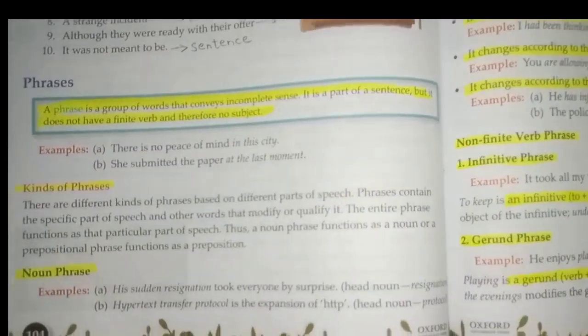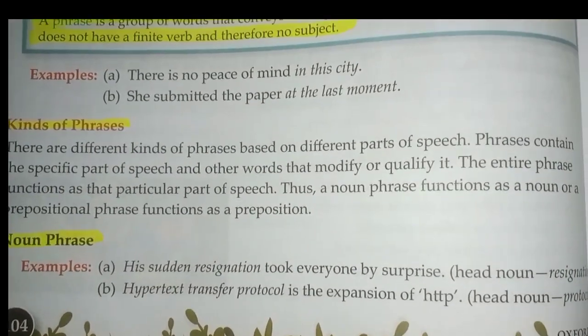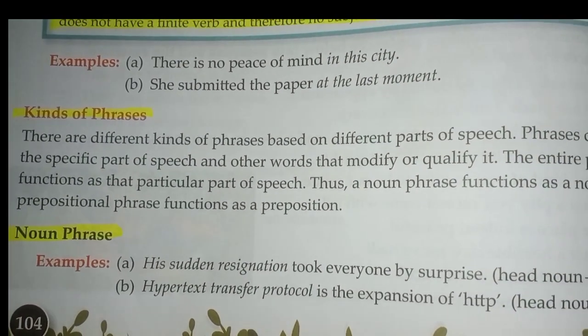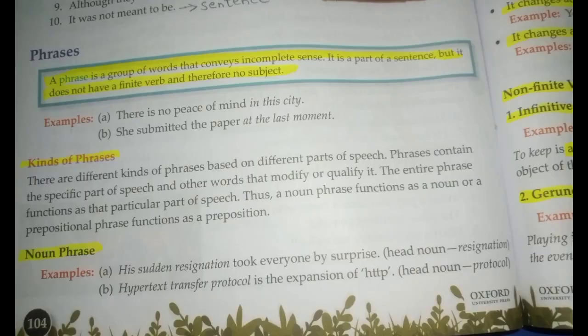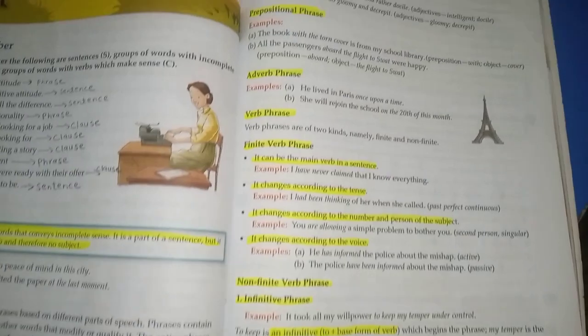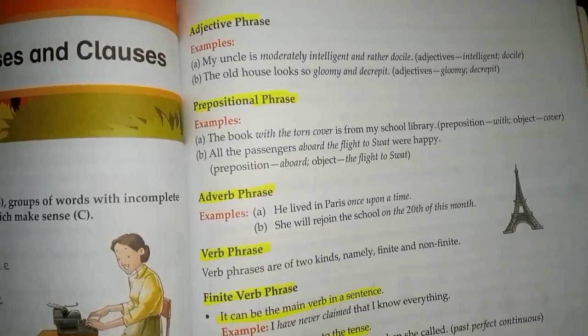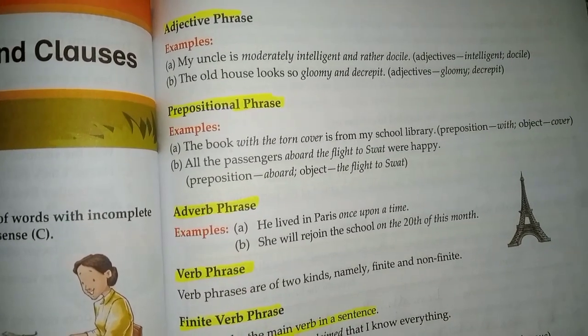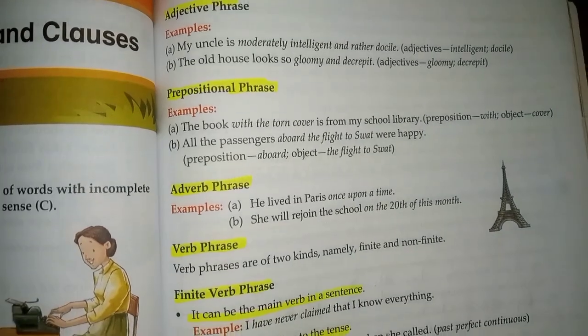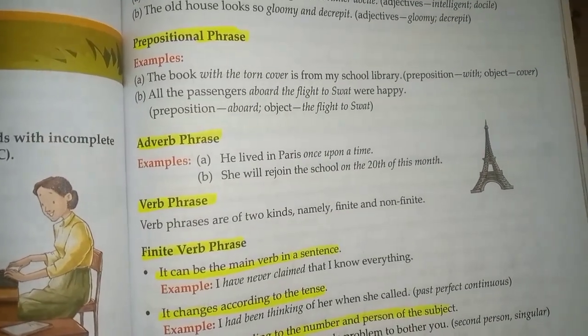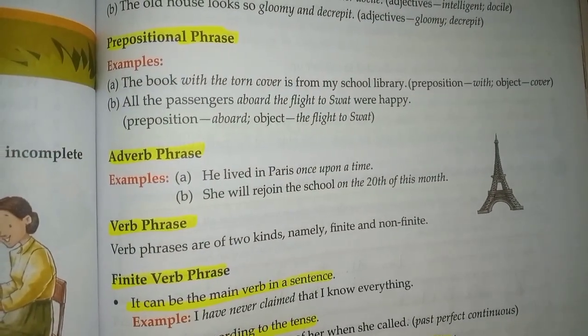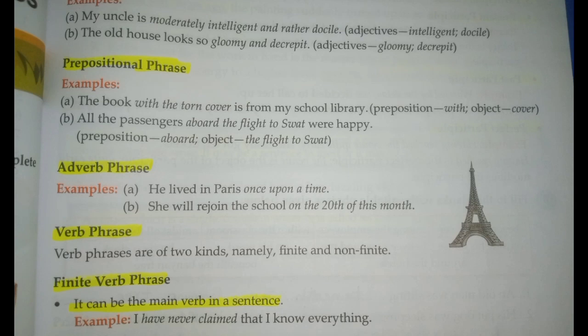The first one is noun phrase. A noun phrase is a group of words that functions as a noun in a sentence. It may include a noun and its modifiers. Second type is adjective phrase. An adjective phrase describes or gives more information about a noun or pronoun. Third type is prepositional phrase. A prepositional phrase begins with a preposition and ends with a noun or pronoun.